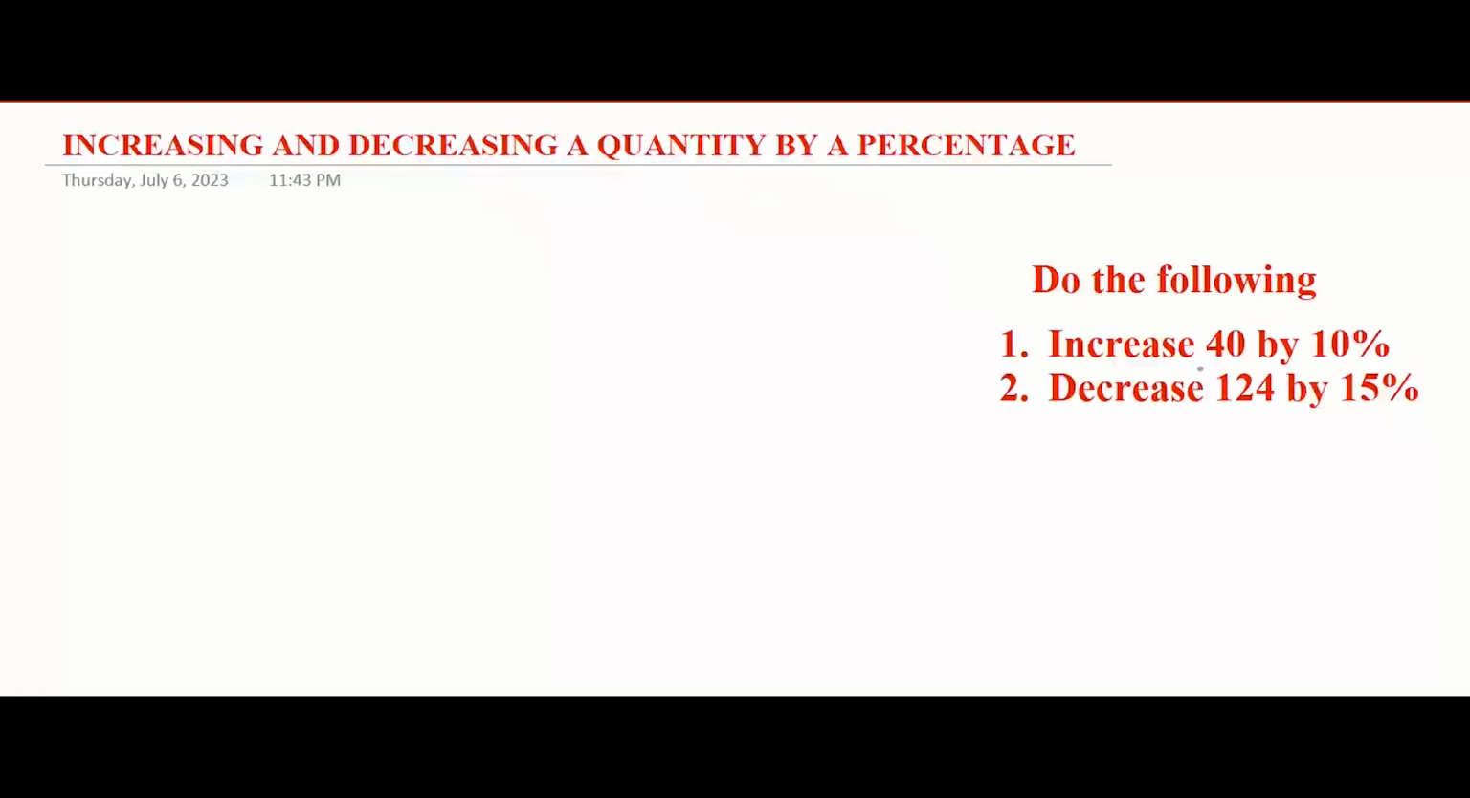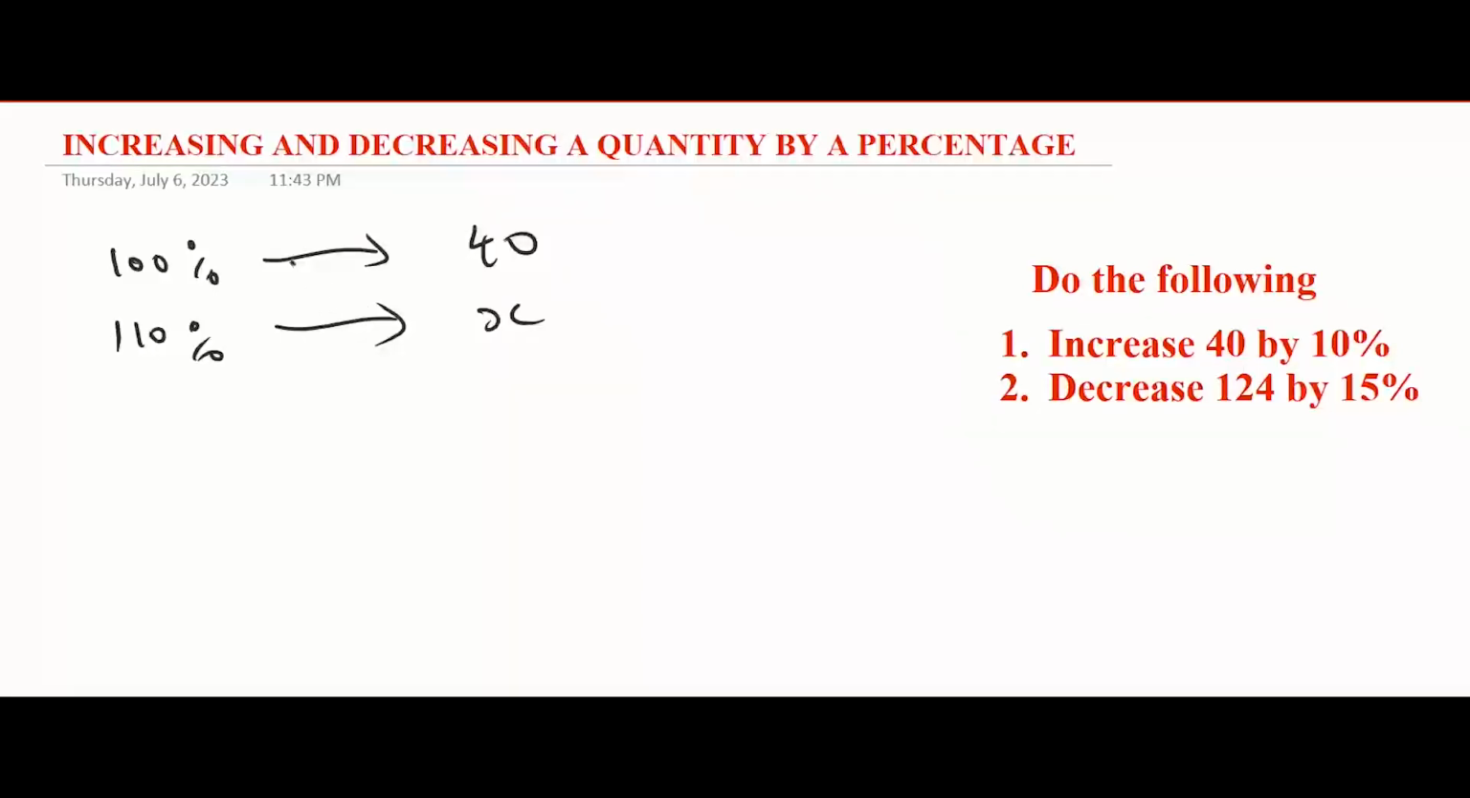This is the first one here. We want to increase 40 by 10%. So that means at 100%, you have 40. So 40 is at 100%. If you want to increase 40 by 10%, it will go to 110%. So what will be the value of 40 when it is increased by 10%? We need to find the value of 110%. That will be the increase.